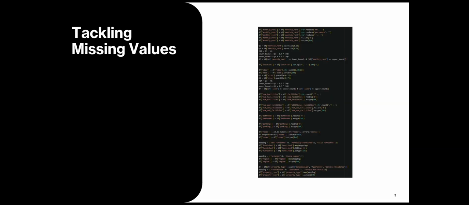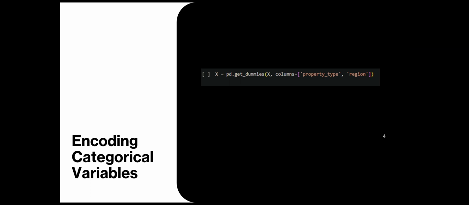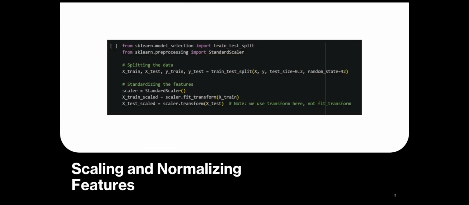Our first challenge was handling missing values. As you can see, we cleaned and converted this feature to numeric values, replacing any missing entries with 0. Then we applied an interquartile range method to remove outliers. Next, we tackled categorical variables. The getDummies function was instrumental. It converted categorical variables like property type into a format understandable by our algorithms. Each category became a separate column with binary values.